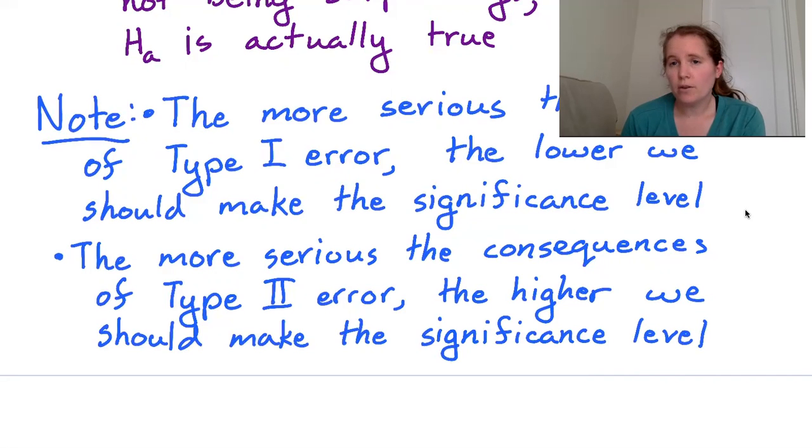Is type 1 error very serious? Then take a very low significance level. On the other hand, if type 1 error is not serious and type 2 error is, then we want to take a high significance level. So this completely depends on the context of the problem, the researchers involved with the problem, and what they deem to be serious. But this is type 1 and type 2 error.